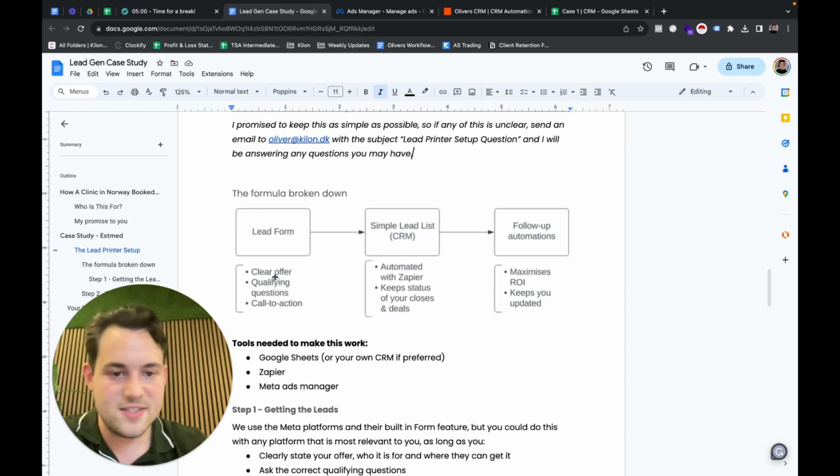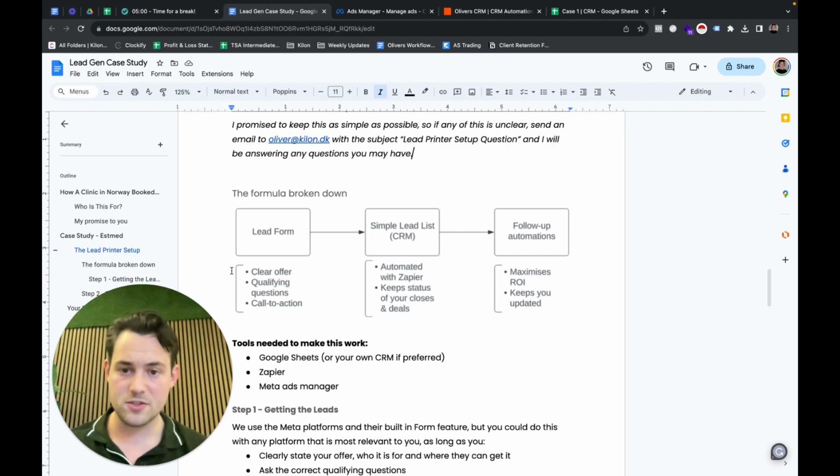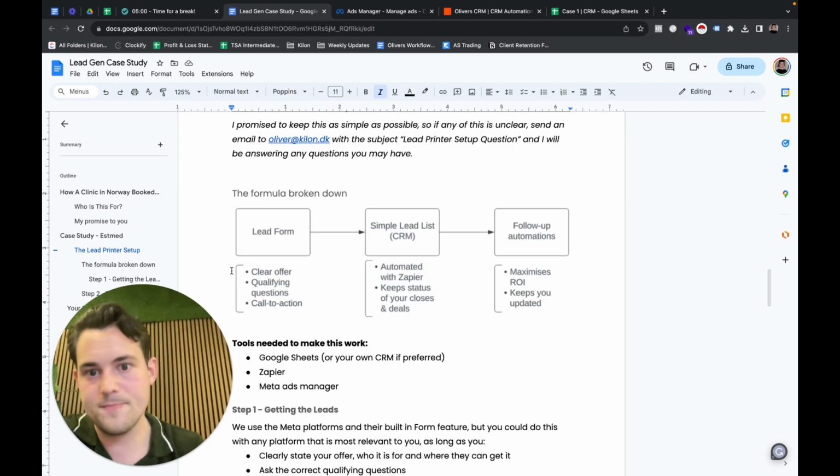So this is essentially the formula. First of all, we have a lead ad. This is in our case an instant form. If you need to qualify people more, it might make sense to send them to a landing page or something similar, but we've actually gotten really good at pre-qualifying people in this exact lead form. So sending them to a landing page would simply increase the cost of the leads.